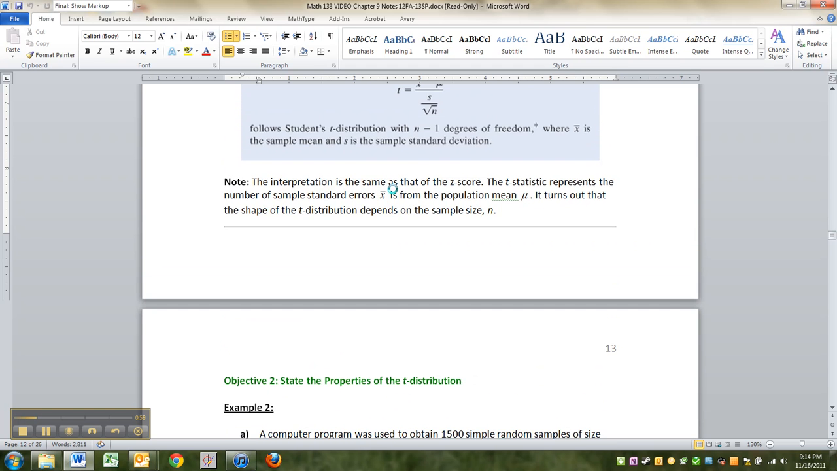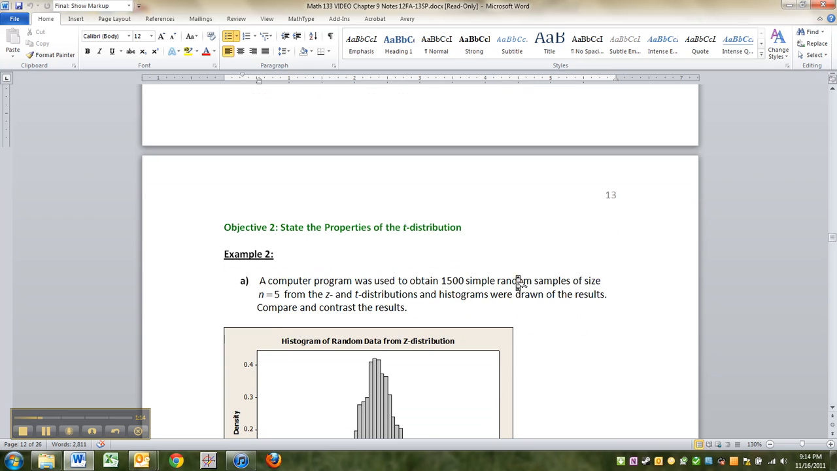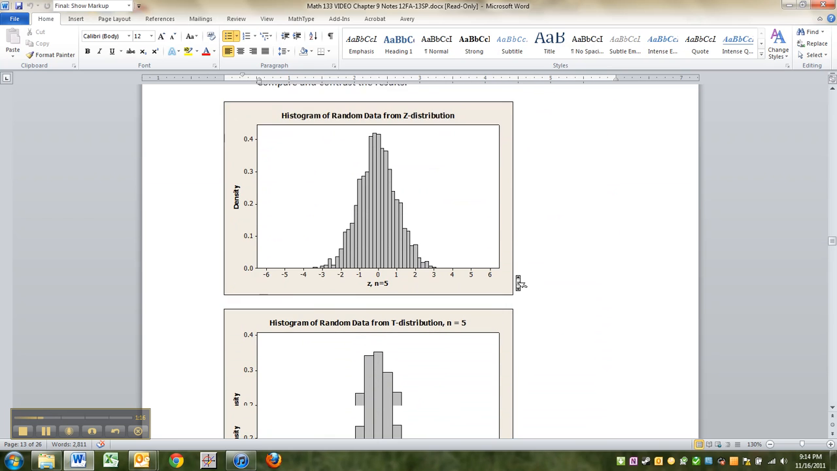All right, so the interpretation, by the way, before I leave this page, is very much the same as a z-score. When you have a t-statistic that's like 3, it means roughly that you're 3 standard errors above the mean, or that your x-bar would be 3 standard errors above the population mean mu. Right, long and the short of it. Now let's look here. Let's see how it compares.